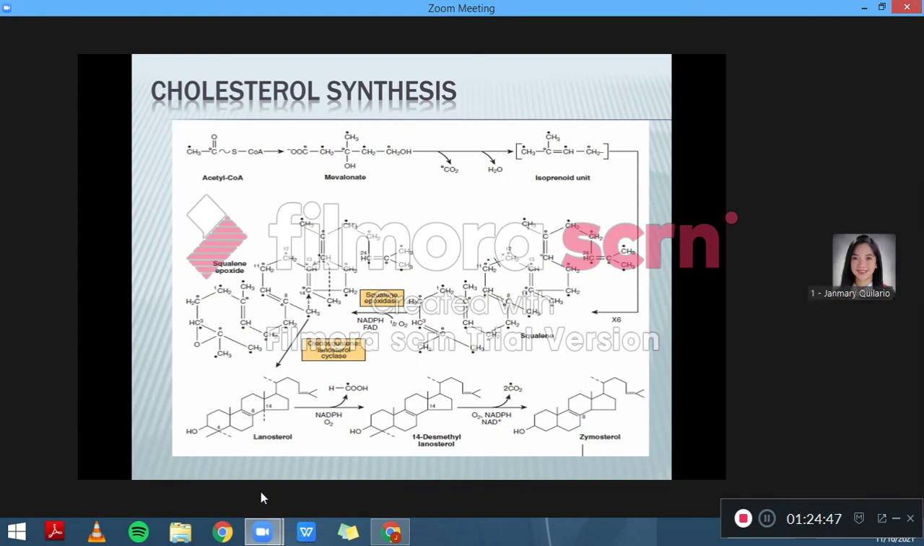I could try, Doc. Sige, John. So cholesterol synthesis starts with the biosynthesis of mevalonate. So mevalonate here is from two molecules of acetyl CoA, which condense to form the acetoacetyl CoA. Can I interrupt you for a while, John?